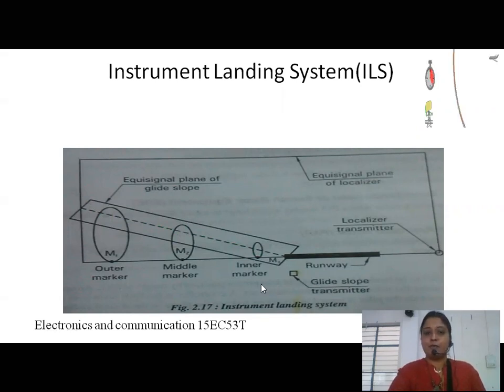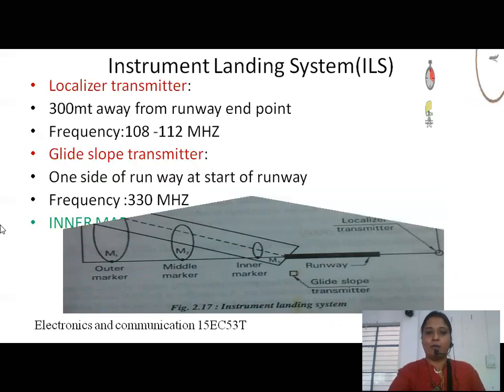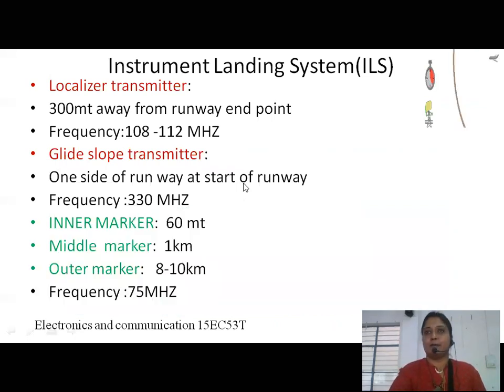Right? Now if you observe the glide slope transmitter here, this will be situated on one side of the runway at the start point of the runway, and how much frequency is it generating?